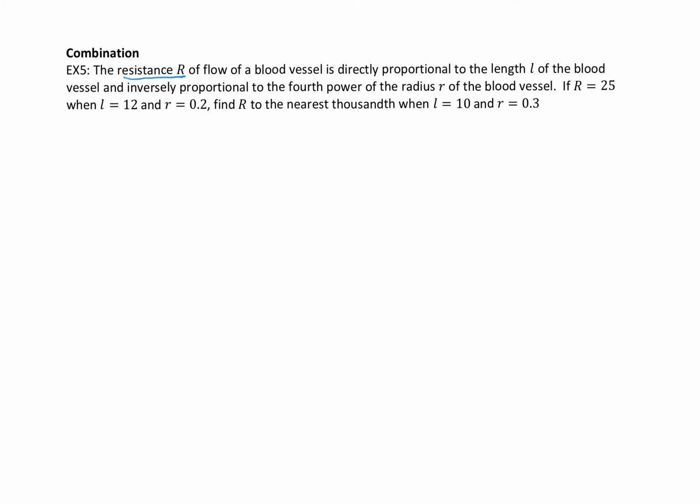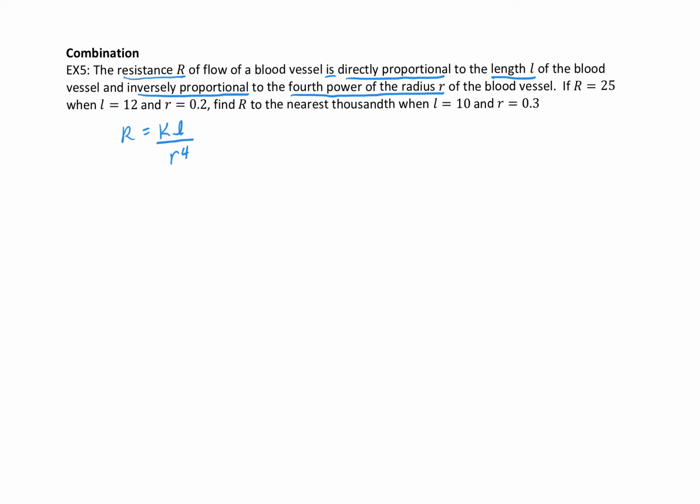So our resistance R is equal to K, right? Because it's directly proportional to the length L of the blood vessel. So directly proportional means L is going to go in the numerator, but it's inversely proportional, so something's going to go in the denominator, and that would be the fourth power of the radius r. So that's r to the fourth. That's an example of a combination. So we're combining direct variation and inverse variation. Remember, there's still only one K value though.